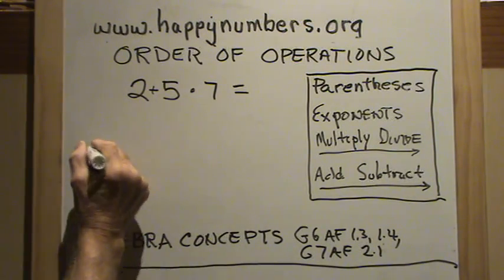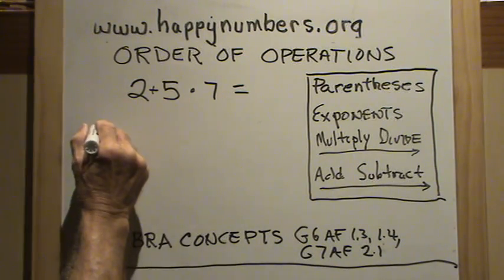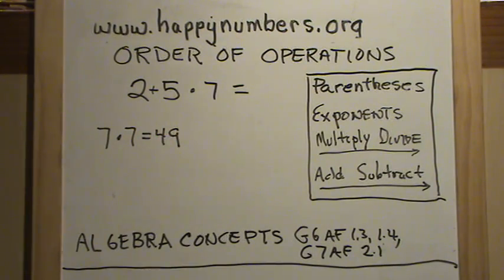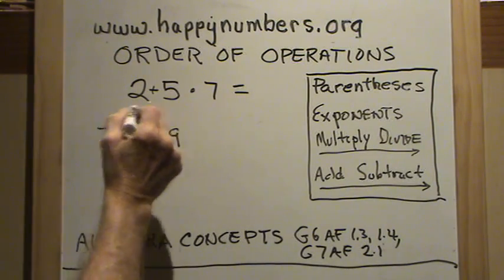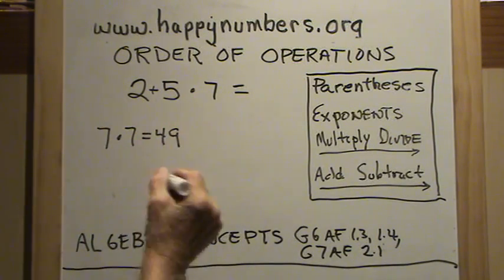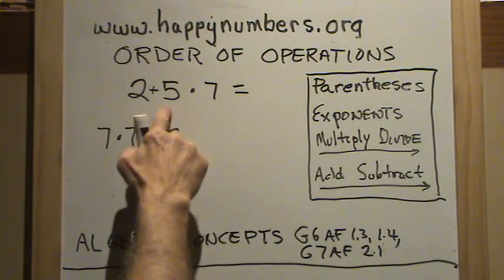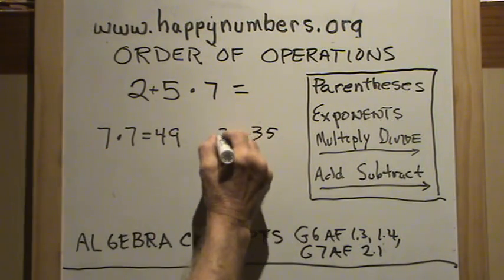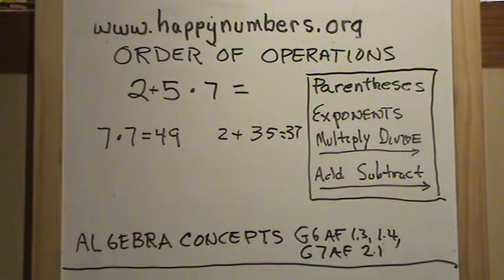Well, I could do the problem this way. 2 plus 5 is 7, and 7 times 7 equals 49. So that's one way. Or, what happens if I do the problem this way? If I do 5 times 7 is 35, and I have 2 plus 35 equals 37. So how do I know what to do?